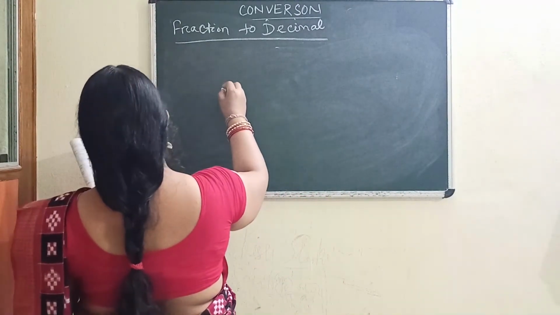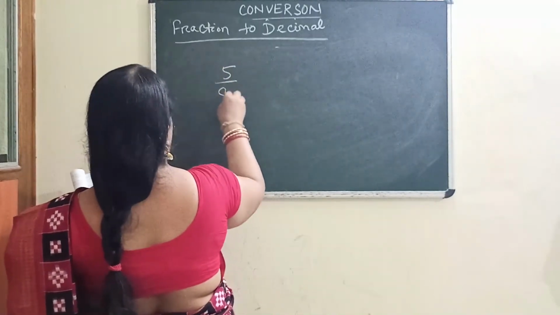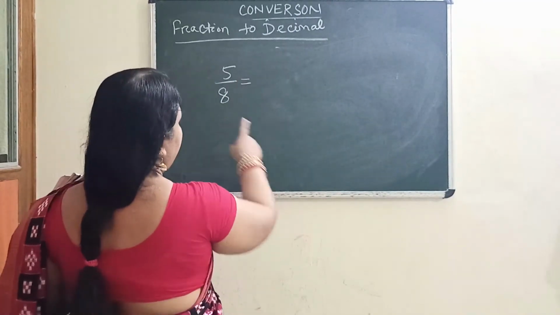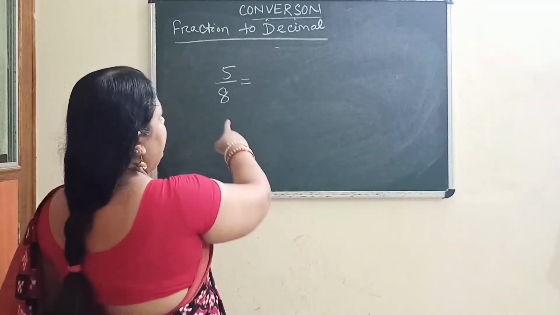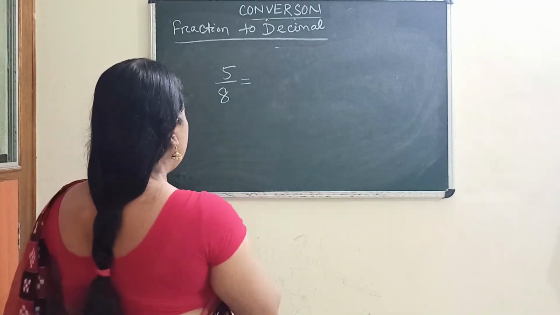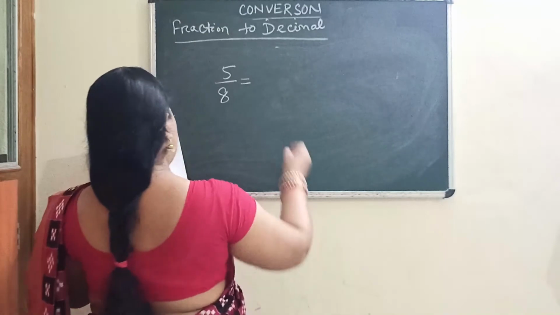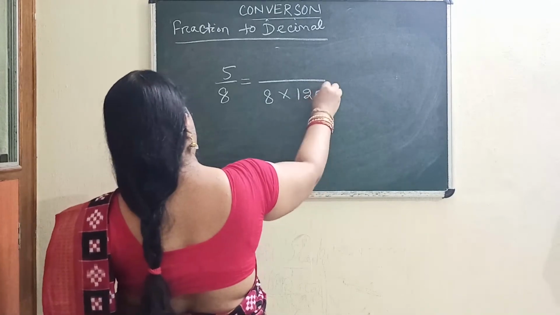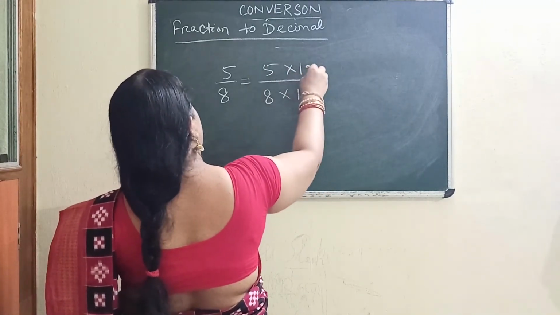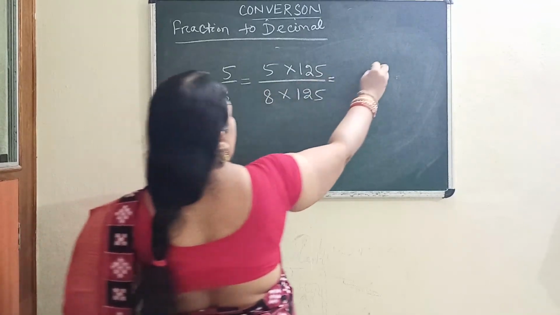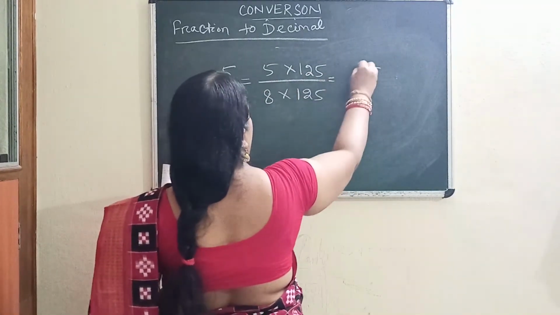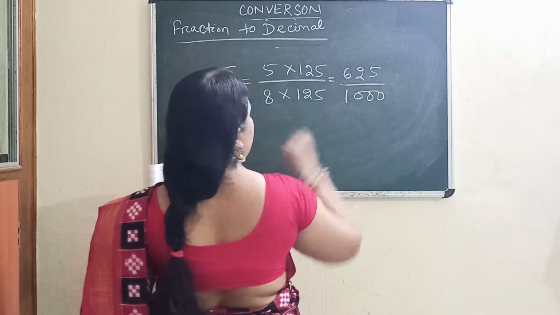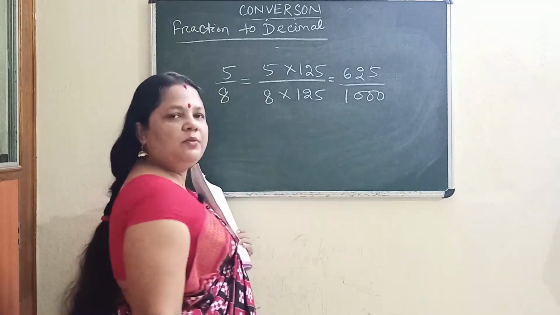One more example, let me show. Suppose 5 by 8. Okay, so what you will do? 100, if you are converting to 100, then by 8 it is not possible. So what to do? We can convert into 1000. So if you are converting to 1000, the value we require: 8 into 125, 5 into 125. How much is it coming? 5 5s are 25, 2 carry, 5 2s are 10, 2 12, 1 carry, 5 1s are 5, 1 6. 625 by 1000. Clear? We got here the denominator as multiples of 10.